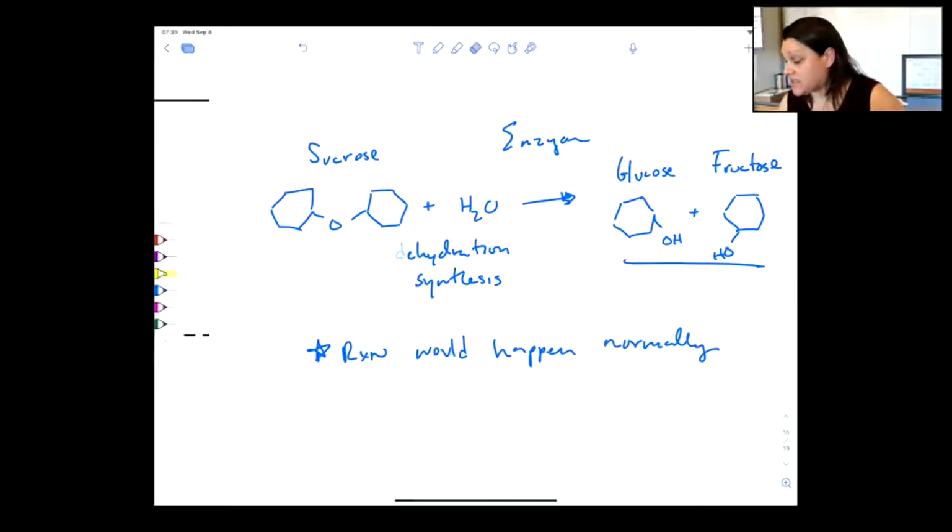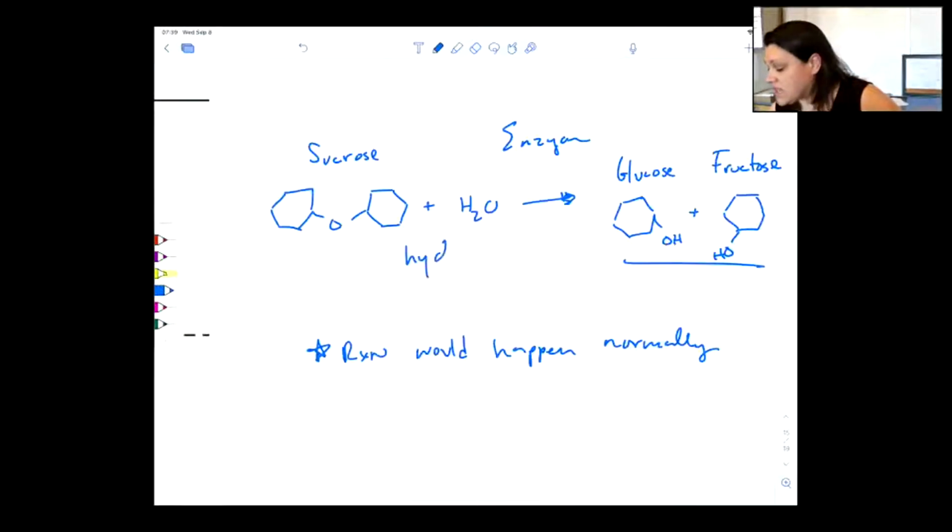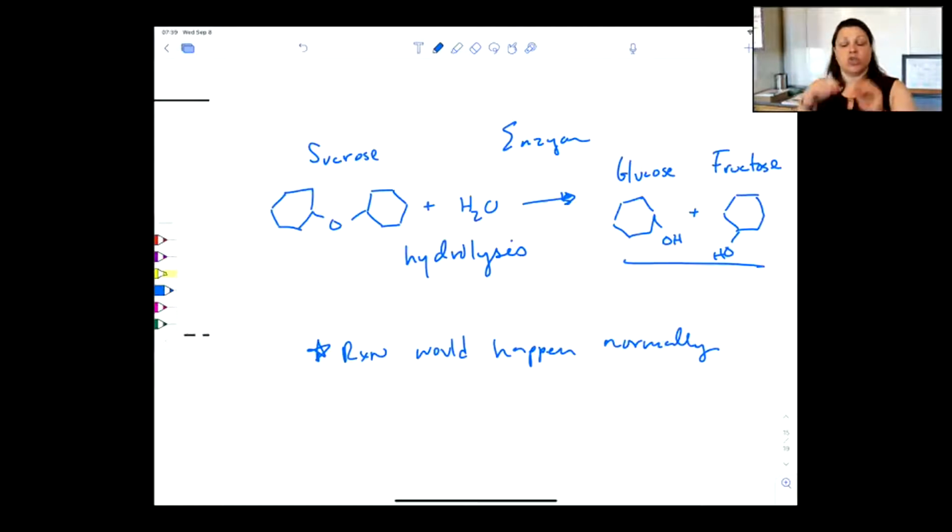I don't know why I wrote that. This is hydrolysis, right? The addition of water to break things apart. So this is a hydrolysis reaction. So the enzyme is going to attract the sucrose, attract water, and then use the water and bond and change shape, which I'll show you a GIF of, to break the sucrose into the corresponding fructose and glucose molecules.